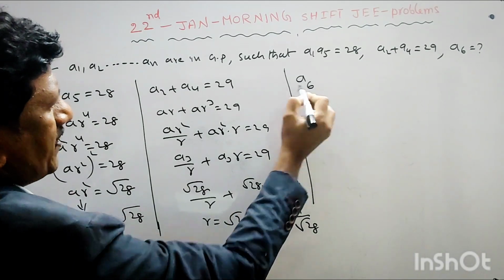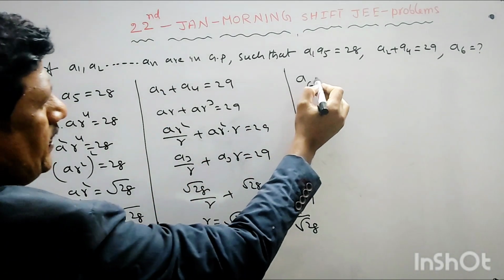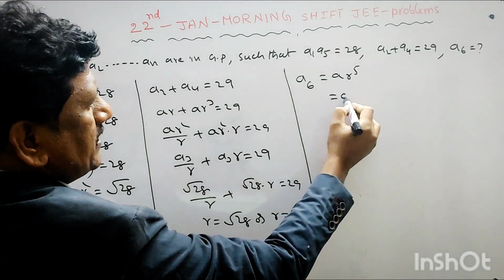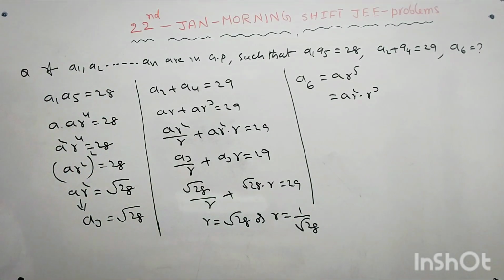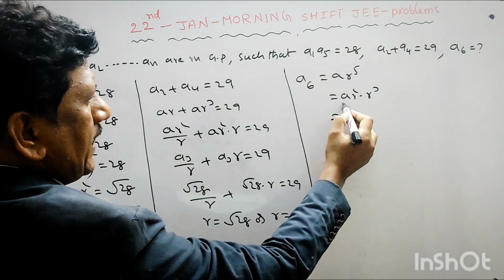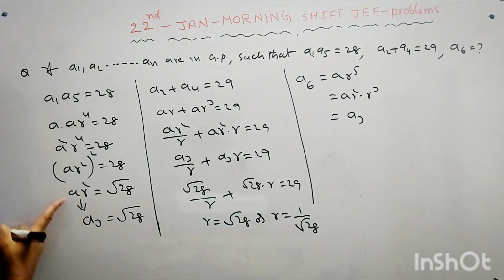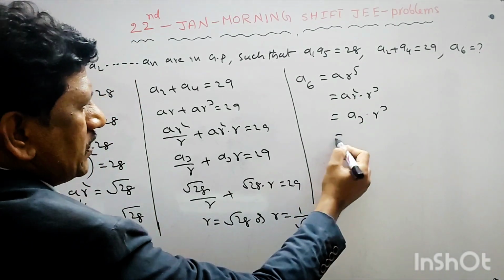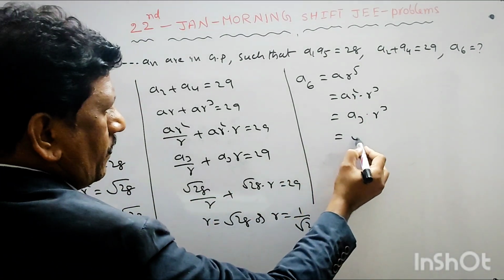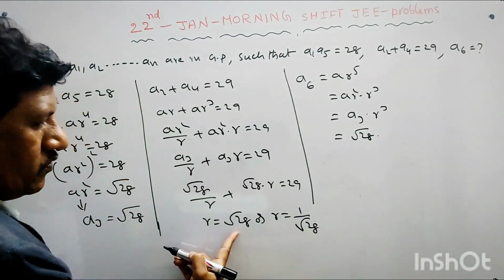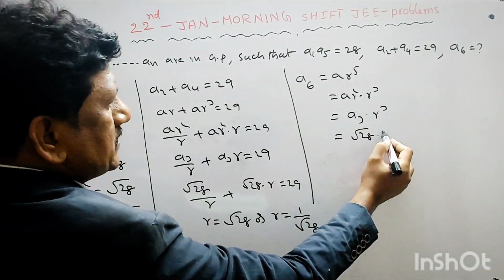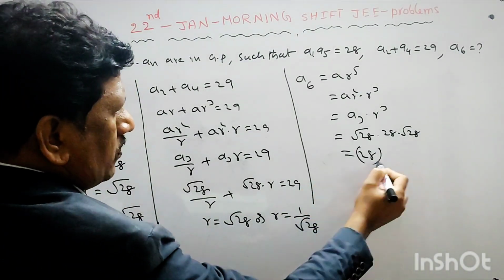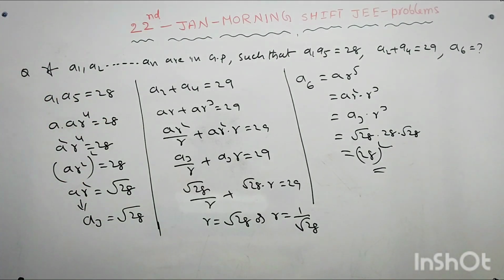What we have to find out in this problem? We should find out A6. A6 means A into R power 5. This can be written as AR square into R cube, which is AR power 5. AR square can be written as A3, into R cube. The A3 value is root 28, into the R value root 28, whole cube, that is 28 into root 28. That means 28 whole square is the answer for A6.